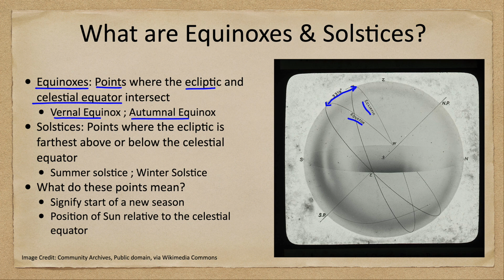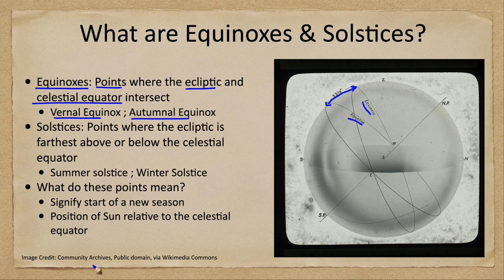Now, if that number sounds familiar, that's actually the tilt of Earth's axis. And that is what causes the two to be tilted. If the Earth's axis were not tilted at all, then the ecliptic and the celestial equator would be exactly the same.